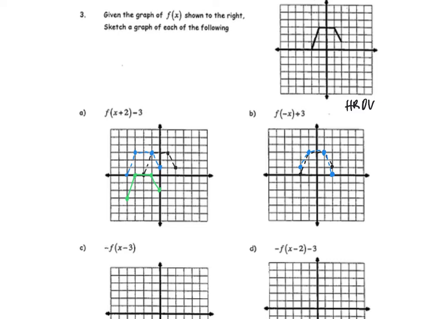But again, that's not my final graph. That's just the reflection part. Now I need to move all the points up 3. So if you count 3 up from all the points, we get a graph that looks like that. And that graph in green would be my final answer.